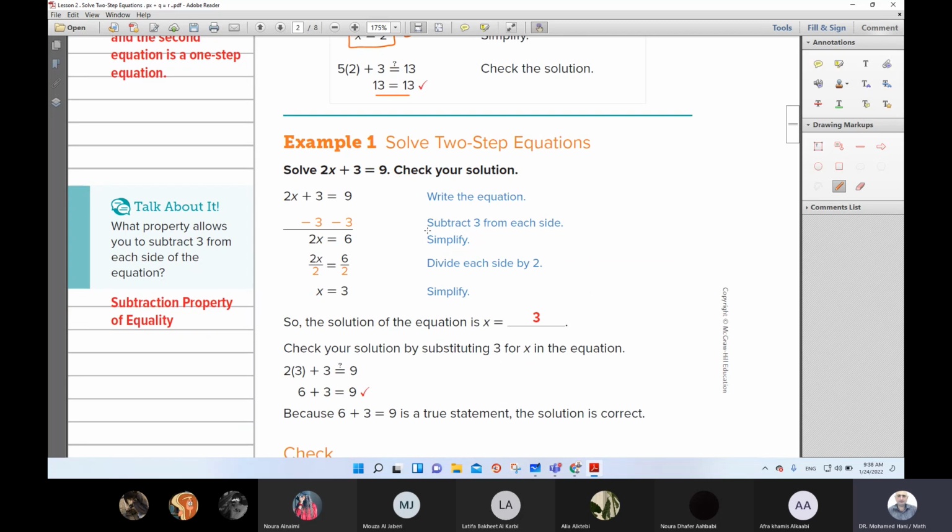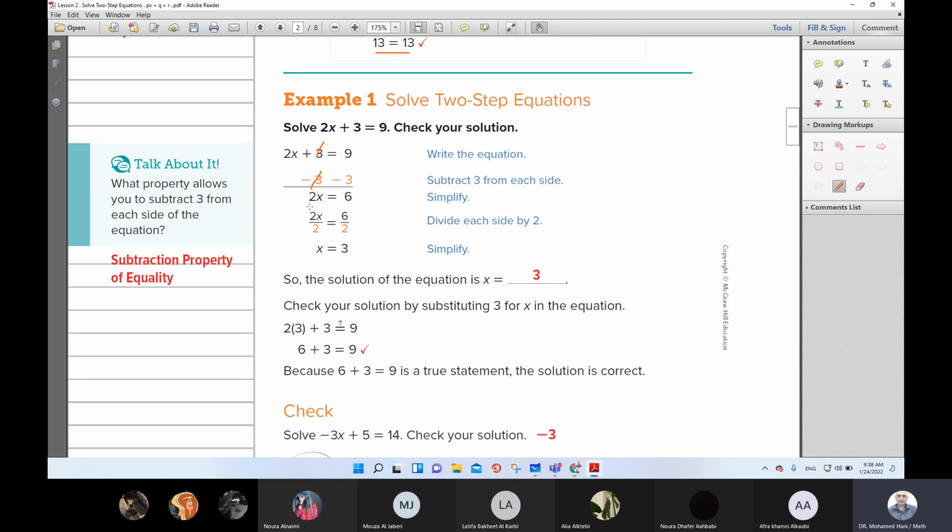The second example: solve 2x plus 3 equal 9. Check your solution. The first step, we want to keep the variable alone, so we want to remove 3 from this side. How? Add the inverse. What is the inverse of plus 3? Negative 3. So add negative 3 to the two sides. Plus 3 and negative 3 will be 0. Remains 2x. And 9 minus 3 will be 6.